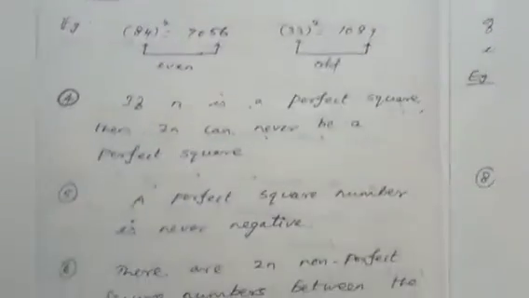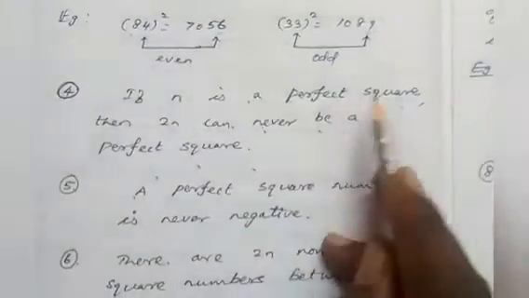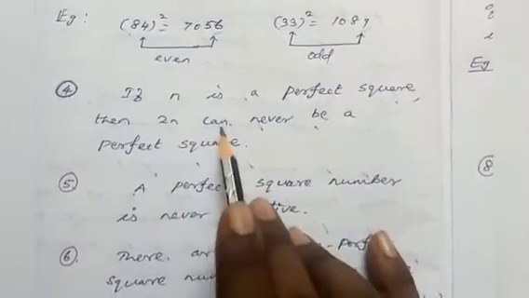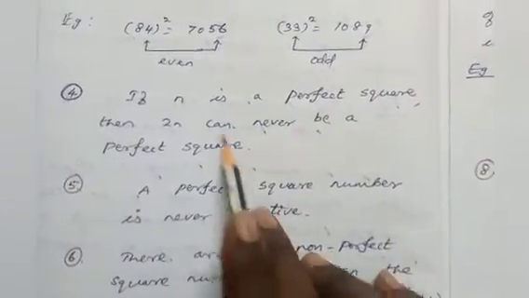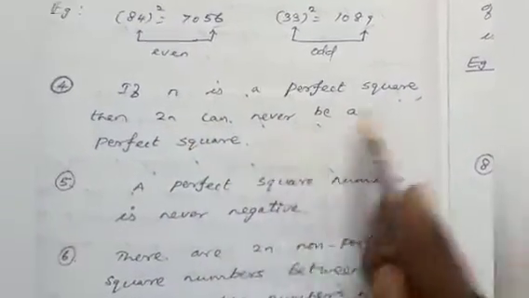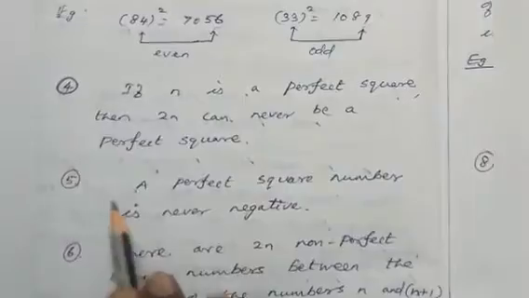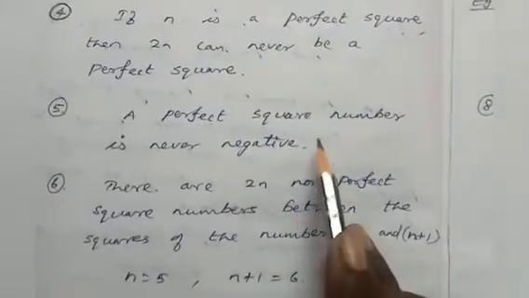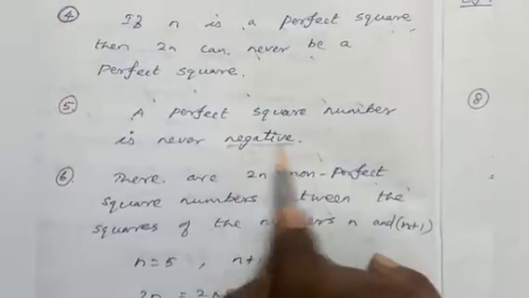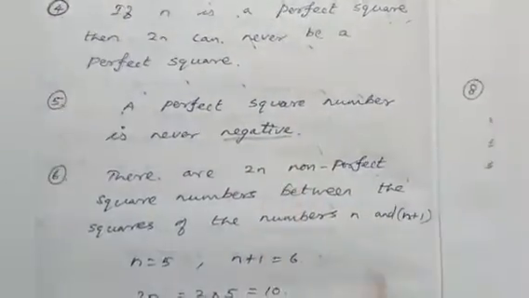So the next property is, if n is a perfect square, then 2n can never be a perfect square. So the fifth property is, a perfect square number is never negative. A perfect square number is never negative.